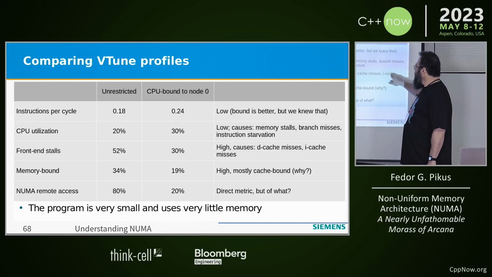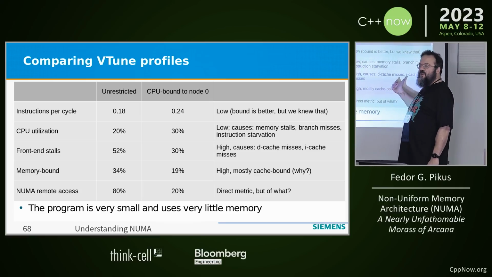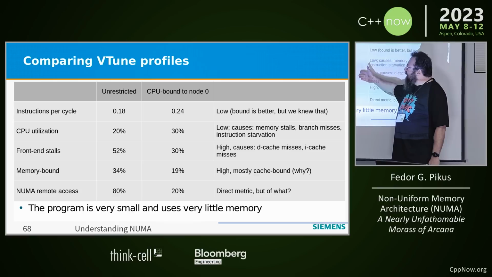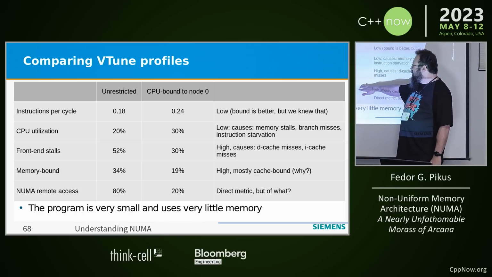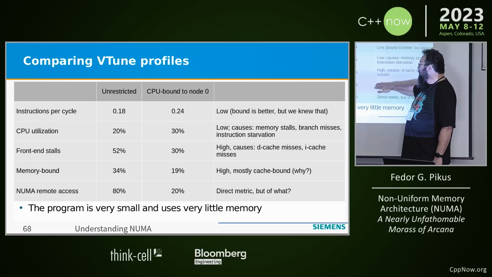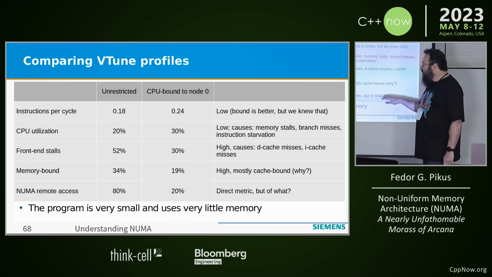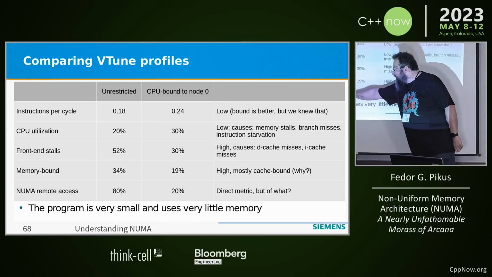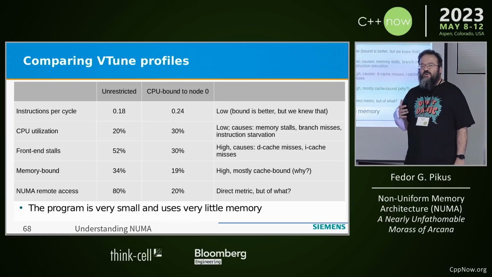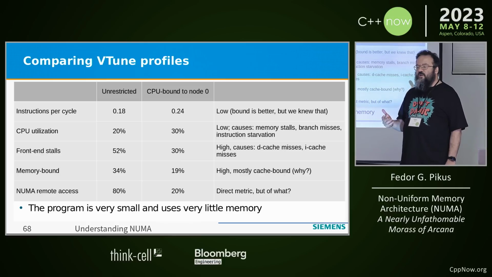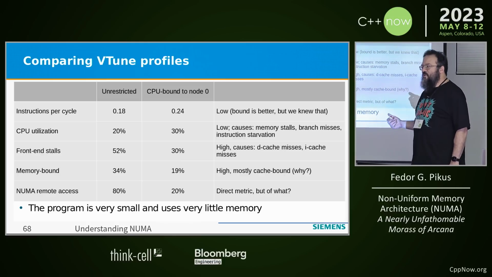Usually caused by iCache misses, dCache misses, so instructions aren't ready to be executed. Is it relevant? I don't know. Less memory bound, significantly less NUMA remote access, which is a direct metric. So it's a very clear sign, but a sign of what? I'm actually not memory bound. In fact, if I look at the code, I can see that it's mainly compute. There is very little memory use in it.